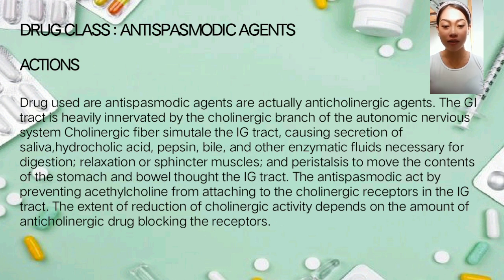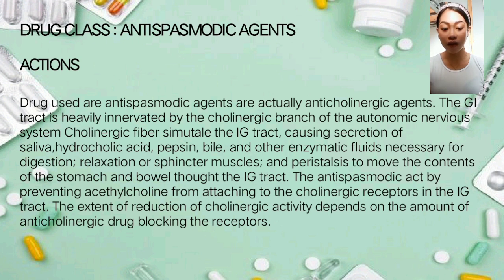So the drug class, antispasmodic agents. Action. Antispasmodic agents are actually anticholinergic agents. The GI tract is heavily innervated by the cholinergic branch of the autonomic nervous system. Cholinergic fibers stimulate the GI tract causing secretion of saliva, hydrochloric acid, pepsin, bile, and other enzymatic fluids necessary for digestion, relaxation of sphincter muscles, and peristalsis to move the contents of stomach and bowel through the GI tract. The antispasmodics act by preventing acetylcholine from attaching to the cholinergic receptors in the GI tract.